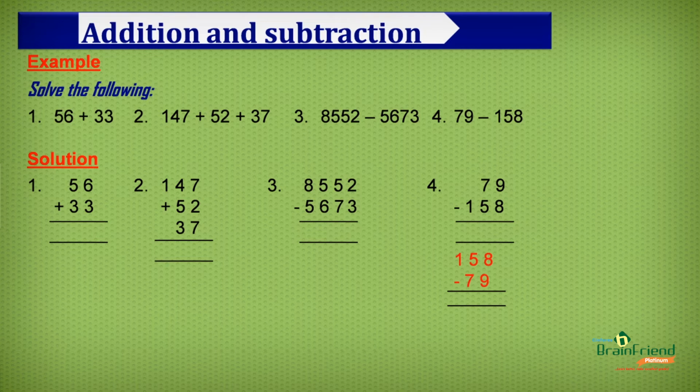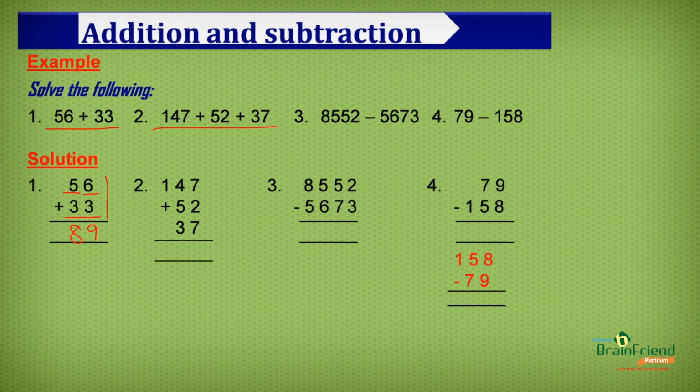The instruction says, solve the following: 56 plus 33. Of course, I'm sure 56 plus 33 is not difficult for you. The important thing here is your proper arrangement of your numbers. So let's add 6 plus 3 gives us 9. And 5 plus 3 gives us 8. So 56 plus 33 gives us 89.